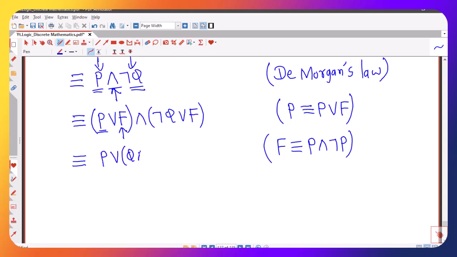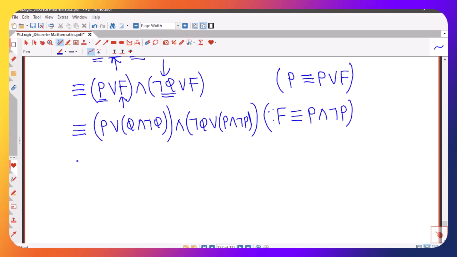So here I am writing Q and negation Q, this AND operator as it is. Here I have Q variable and P is missing, so this F I am replacing by P and negation P. So here we have used this logical equivalence. Now we apply distributive law for this. This I can rewrite as P or Q and P or negation Q.